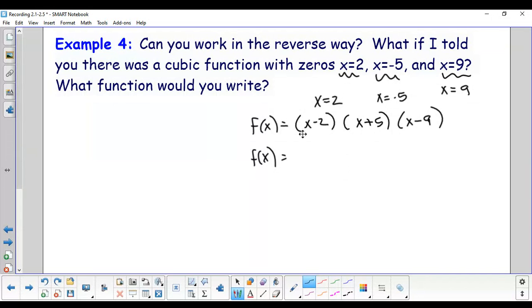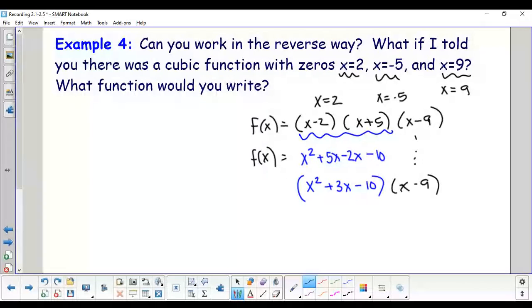What that looks like is you are going to have to multiply out the first 2 terms. So in this case, x times x is x squared. Outside is positive 5x. Inside is negative 2x. And last is negative 10. Combining my like terms, I would get x squared plus 3x minus 10. I'm going to take that and I'm going to multiply it by this x minus 9. So yep, you're going to have to do a couple steps of simplifying.